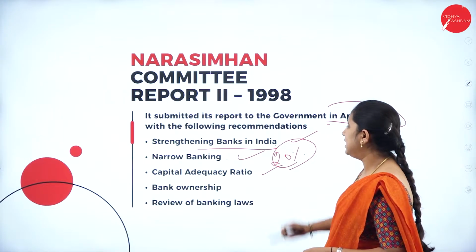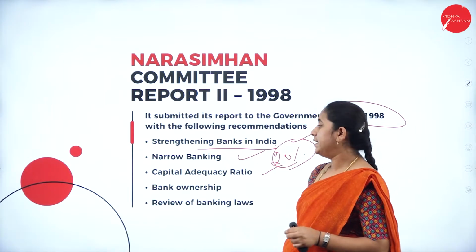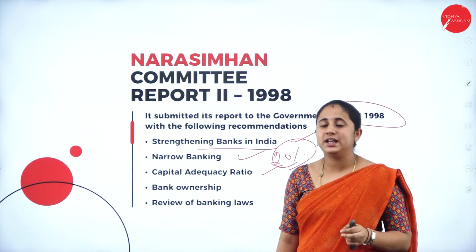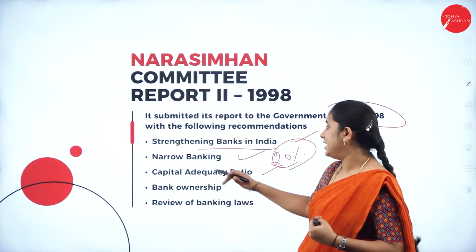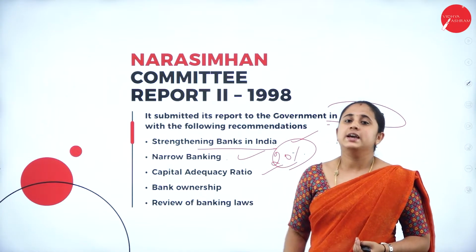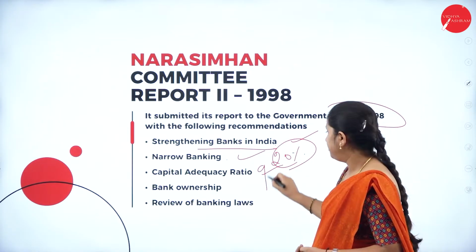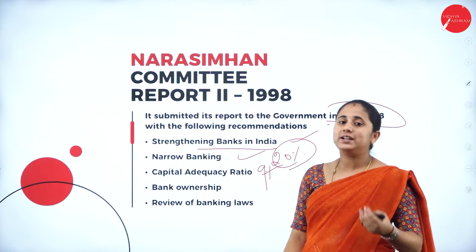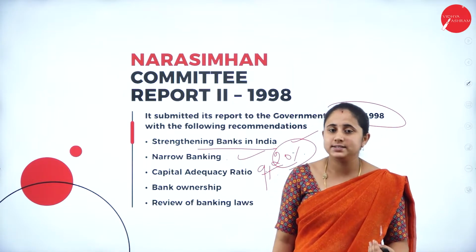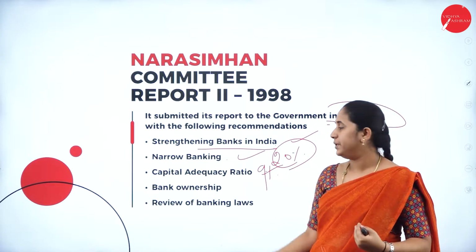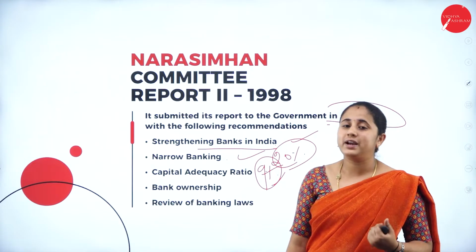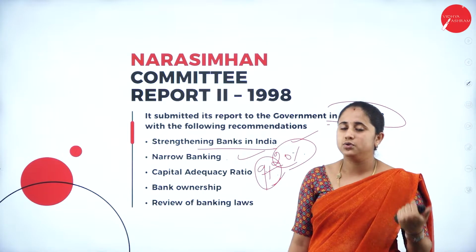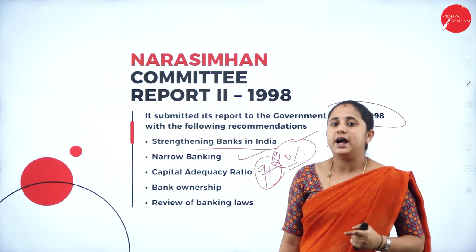Next one, capital adequacy ratio. Under capital adequacy ratio, they suggested that in order to improve the banking system, you need to increase the capital adequacy ratio up to 9% so that it helps to strengthen your banking system. The current capital adequacy ratio is 9%. Initially, the Narasimhan committee report suggested raising the capital adequacy ratio to 8%.